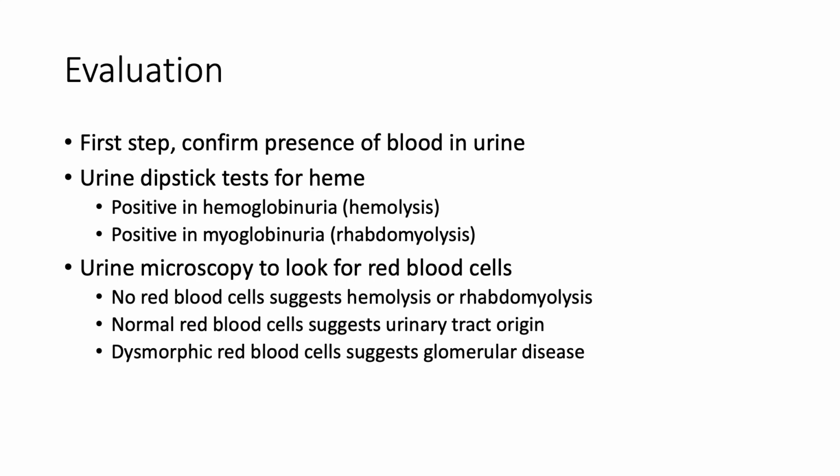If you have normal red blood cells in the urine, it suggests a non-glomerular origin, somewhere in the urinary tract. There's bleeding. If there are dysmorphic red blood cells, it suggests that there is glomerular disease. There's some kind of damage to the glomerulus that's allowing blood to leak out.